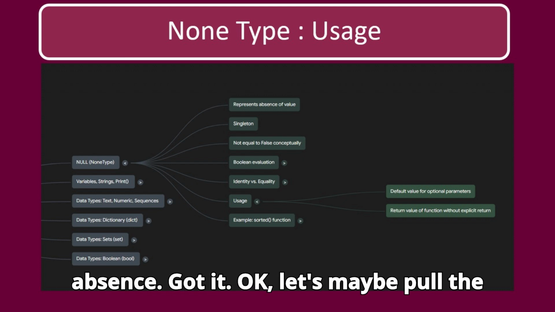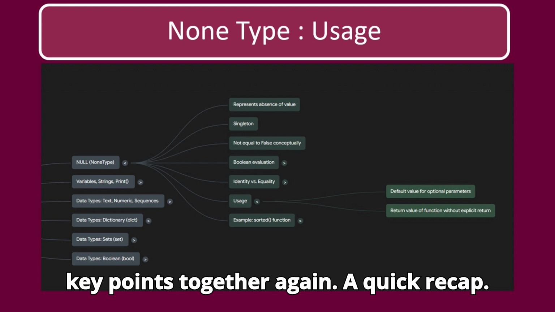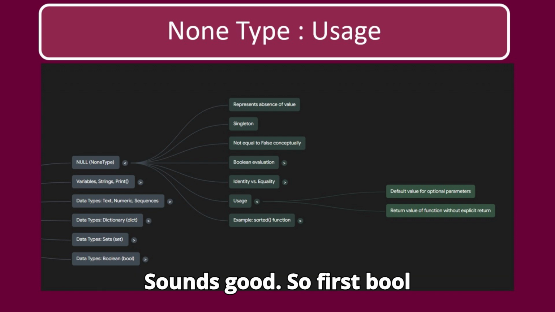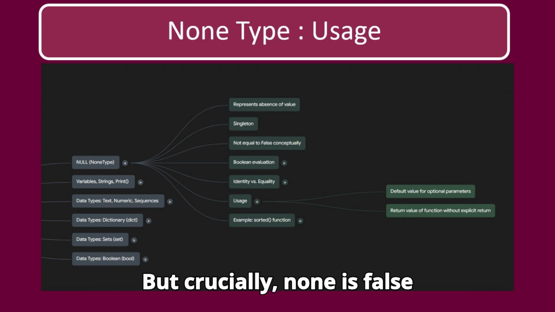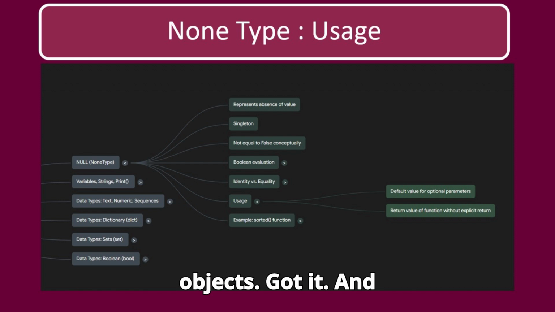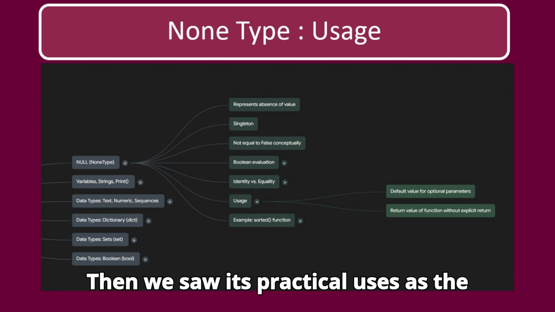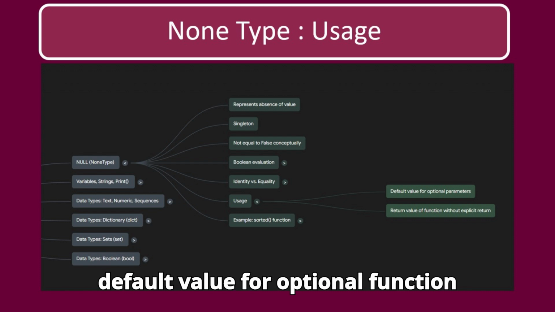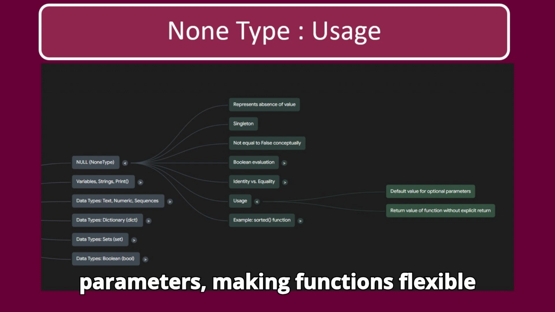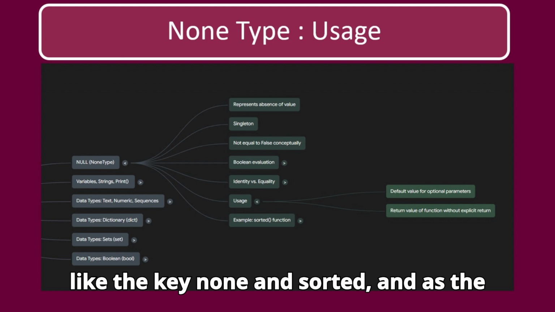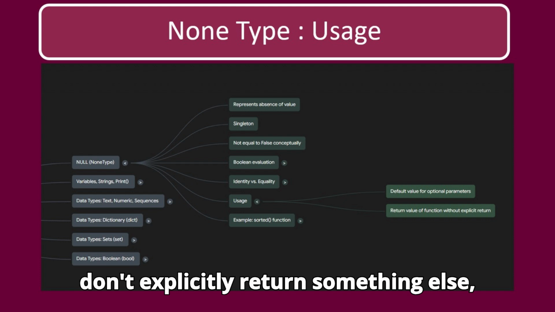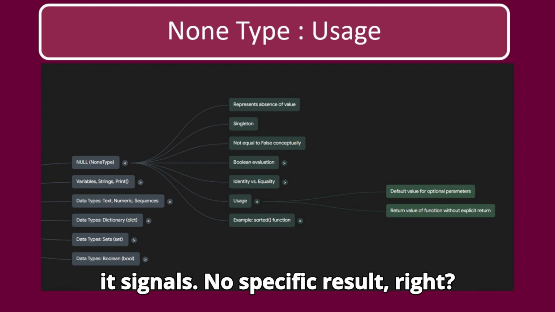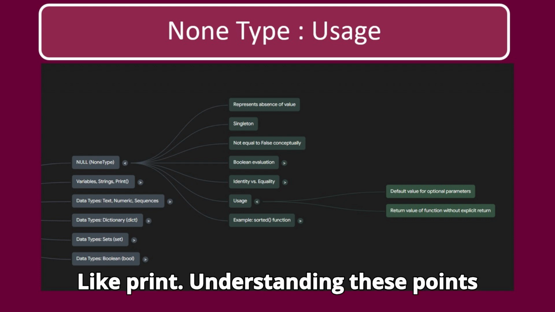Got it. Okay, let's maybe pull the key points together again. A quick recap. Sounds good. So first, bool(None) gives you False. It's falsy. Right. But crucially, None is False results in False. They are not the same object. Different objects. Got it. Okay. Then we saw its practical uses as the default value for optional function parameters, making functions flexible, like the key=None in sorted. And as the implicit return value from functions that don't explicitly return something else, it signals no specific result. Right, like print.